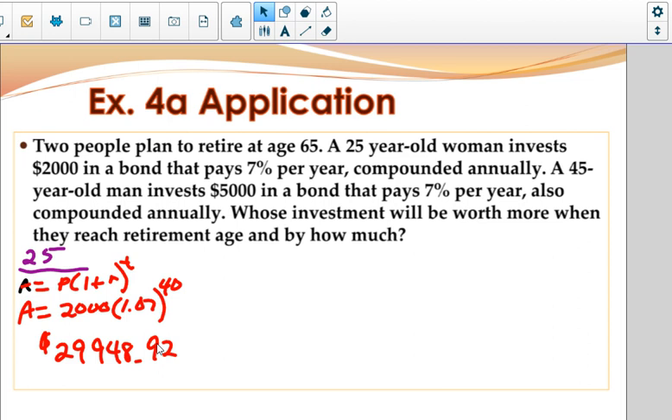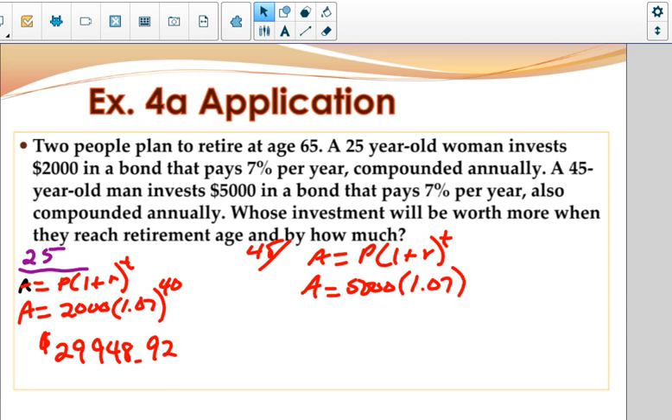The other one, the 45-year-old, he invests 5,000. So A equals P times 1 plus the interest rate raised to the t. So how much would his account be if he invests $5,000 at an interest rate of also 7%? But 65 minus 45, he's only doing it for 20 years.